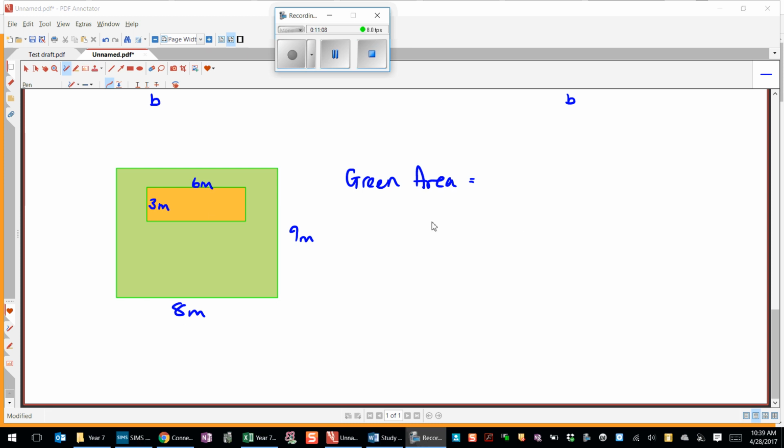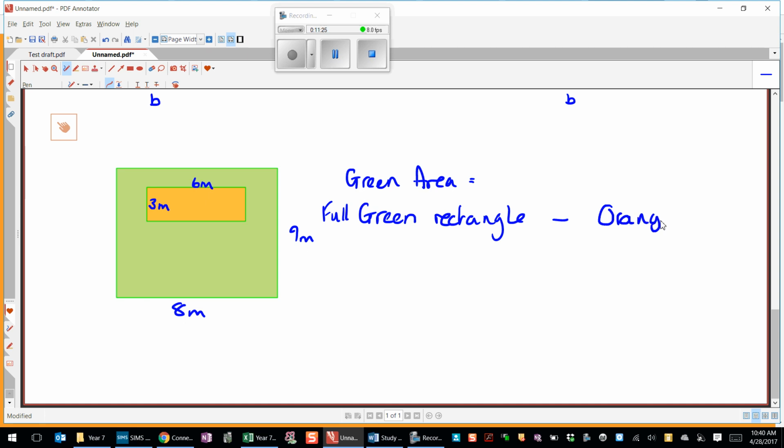Well, I'm just going to write my notice. So I've got to do the full green rectangle, okay? And I'm going to subtract the orange rectangle. Right? And that will leave me with just the green round it, won't it?